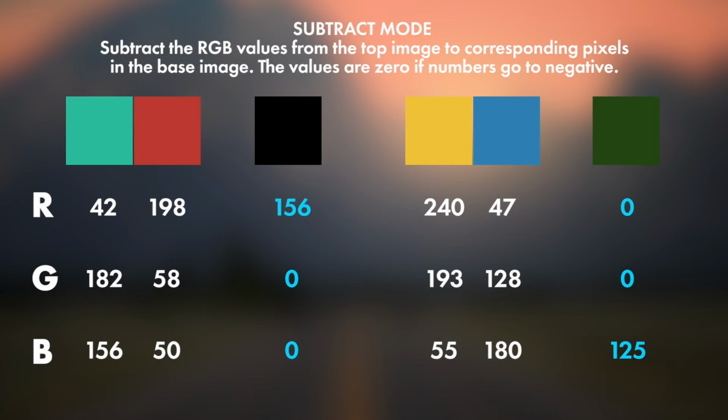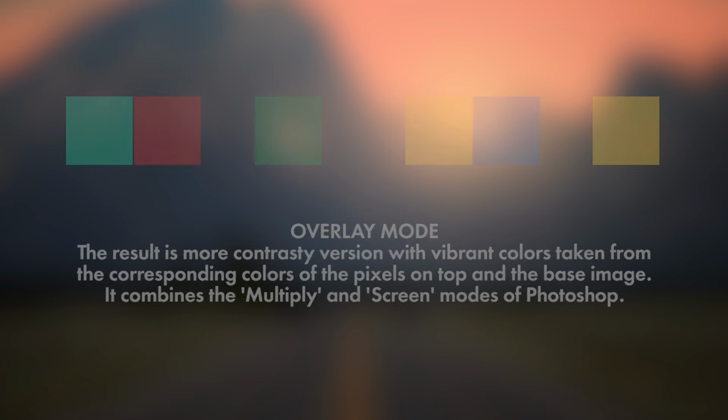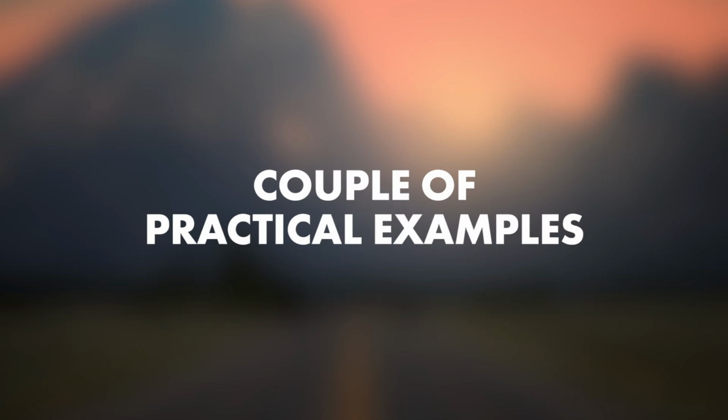Next to the subtract mode. Here we need to subtract the top image pixels with the corresponding base image pixels. The values are 0 if numbers go to negative. Overlay mode is the final option. Basically, the result is a more contrasty version with vibrant colors of the two corresponding pixels from top and the base image. It sort of combines the multiply and screen modes of Photoshop. Now we'll try some examples.